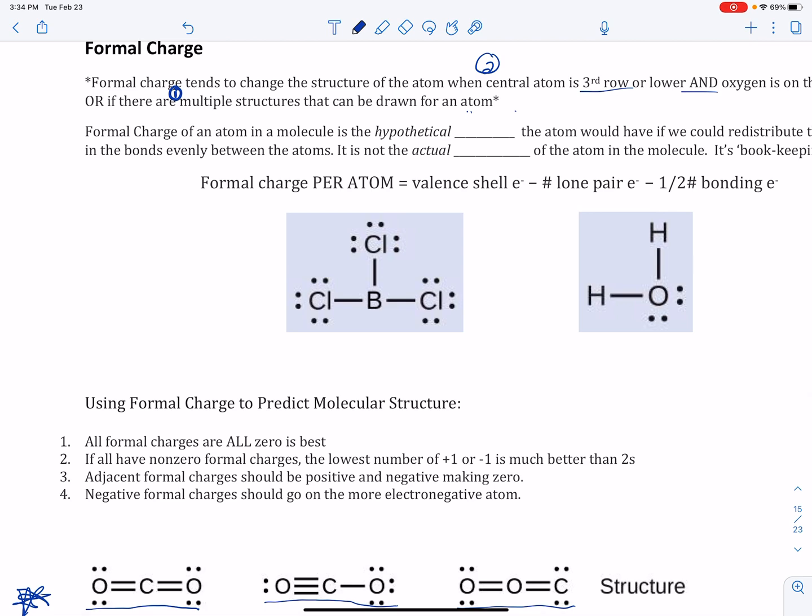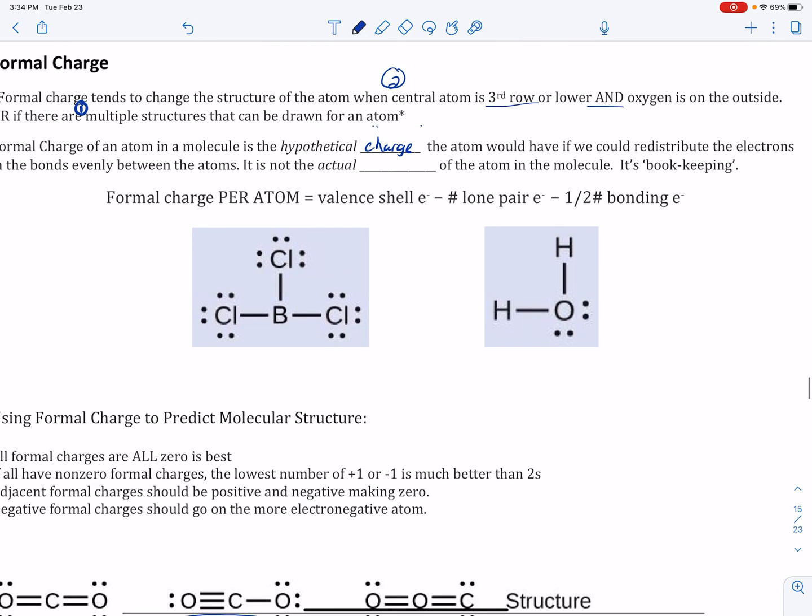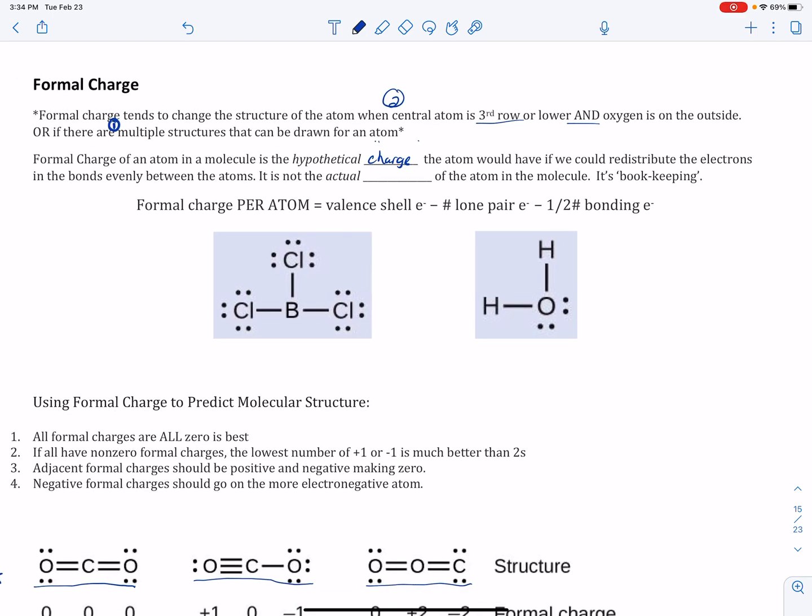So how do you do formal charge, and what is it really? Well, it's the charge of an atom. It's the hypothetical charge that an atom has if we would redistribute the electrons in the bonds evenly between the atoms. It's not the actual charge of the atom in the molecule. It's bookkeeping. It's not really a real thing. It's just this little math trick we've worked out. So what you want to do on a structure is figure out the formal charge per atom. So you want this one's formal charge, this one's, and this one's. And we use this little equation. Now we can get that equation simpler, and after we do a round of it, I'll show you how it gets simpler, and an even simpler way than the second way. So I've got 3 ways to do it.